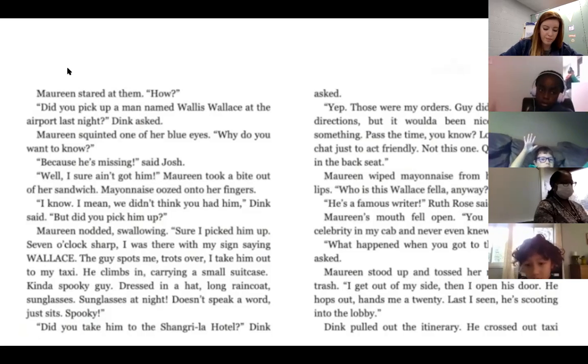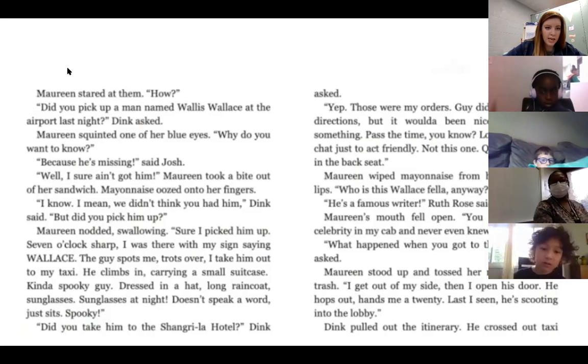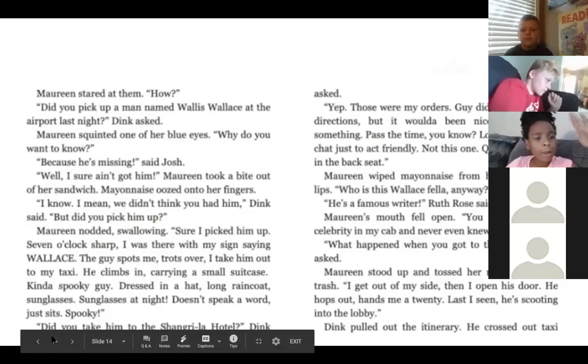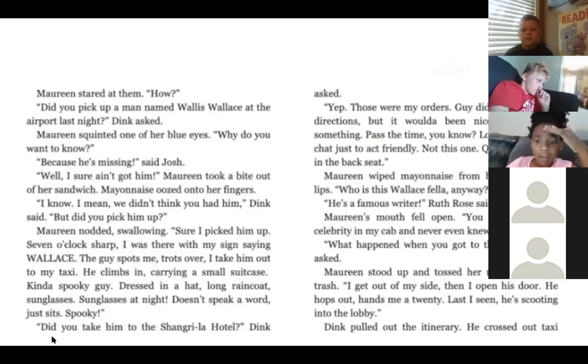Gabe, go ahead. A taxi. Yeah, she drives a taxi. And who was she dropping off? Niley? Wallace Wallace. She dropped off Wallace Wallace at the, what? Where did she drop him off? Who remembers? Go ahead, Heavenly. Heavenly, was your hand raised? Where did Maureen drop off Wallace Wallace?